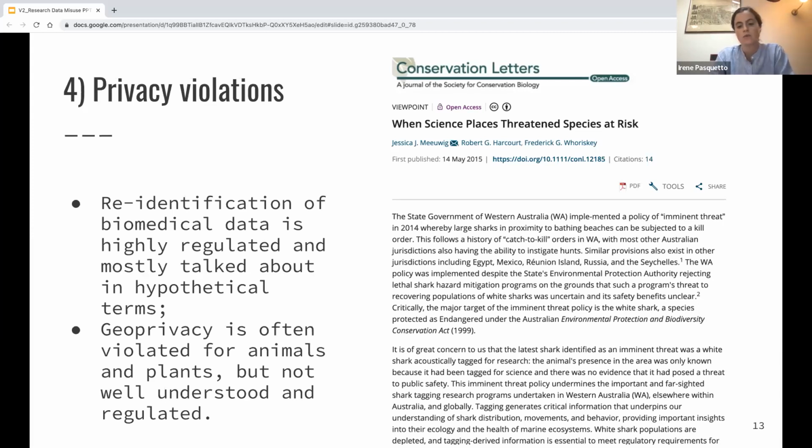On the contrary, we found that geoprivacy violations for animals and plants seem to be little understood and even less regulated. So we found a bunch of documented cases of data misuse related to the geoprivacy of animals and plants, cases of, of course, poachers accessing location data of wild animals to illegally hunt the animals. We also found a case in which a government, the Australian government, released the research data on shark attacks, and then these data were reused by what we can define as shark fanatics to find and kill those sharks.